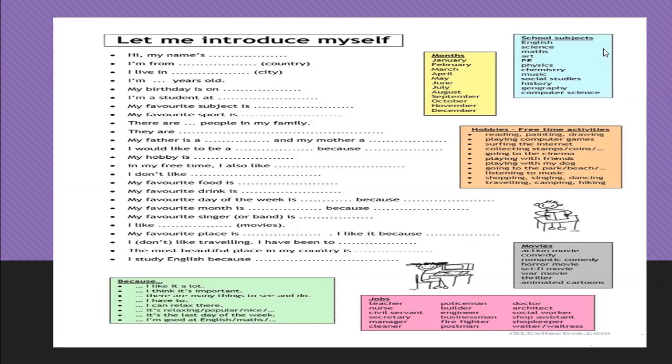In my free time, I go to the park with my sons. I don't like drinking and smoking. My favorite food is Chinese food. My favorite drink is water. My favorite day of the week is Saturdays because I see my grandmother. My favorite month is December because all my family come to Los Mochis.